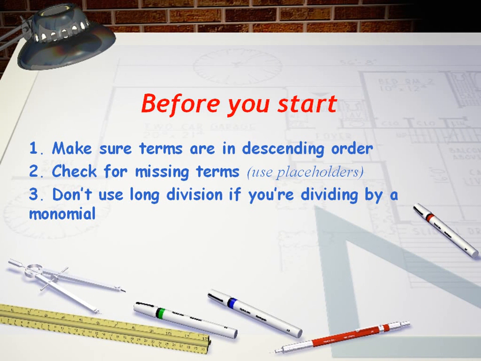Now before you start, you always have to make sure that your terms are in descending order. You're also checking for missing terms, and just remember that you don't need to use long division if you are dividing by a monomial, and a monomial is a single term. So if you have a single term in the denominator, you do not have to use long division.